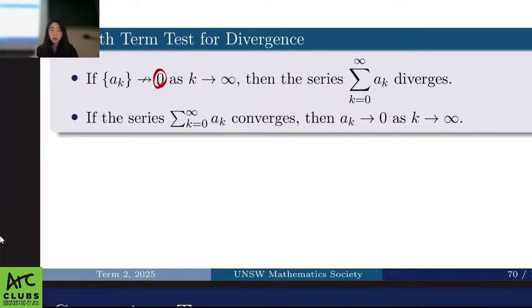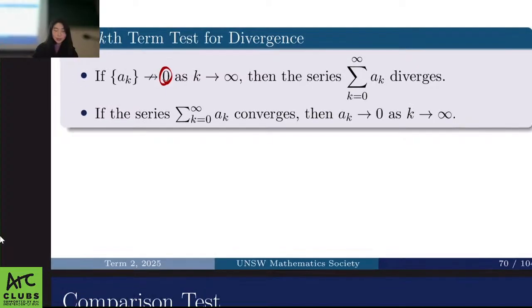Note that the contrapositive is not true. So if the series converges, actually it is true. The contrapositive is true, but the converse is not true. So basically you cannot say that if ak approaches 0 as k approaches infinity, then the series is going to converge. So this is not true, just be aware.